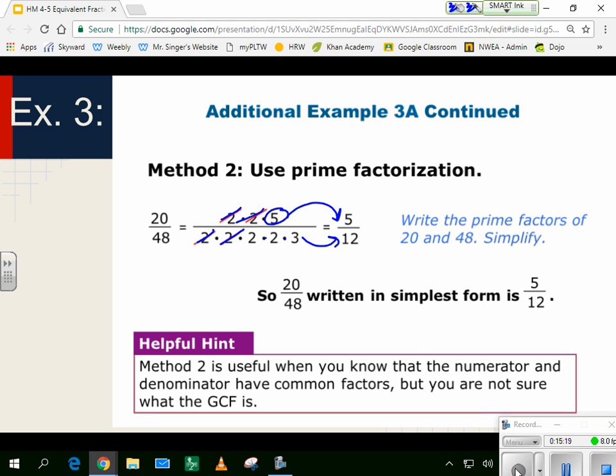So this method works as well, and it's very useful when you know that the numerator and the denominator have common factors. But if you're not sure what the greatest common factor is, this method will help you. Plus, if you look through it and the prime factorizations don't share anything in common, it's probably already in simplest form. So if this looks like a method you'd want to try, go ahead and copy this down. If you're looking at it going, that seems a little difficult for me and I may get confused, don't even worry about it. Let's move on.